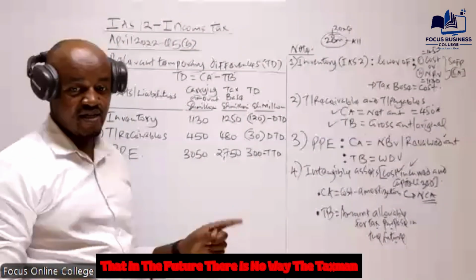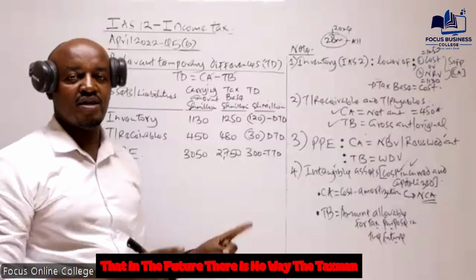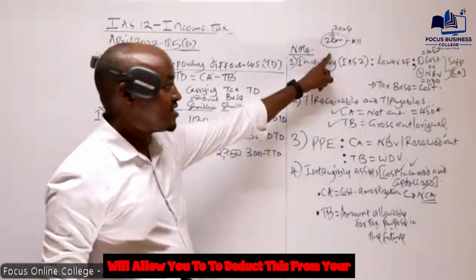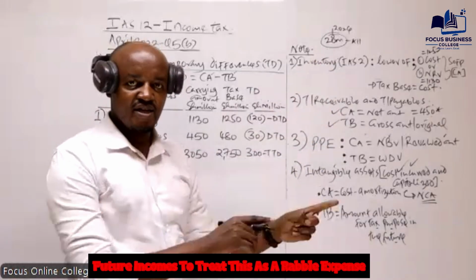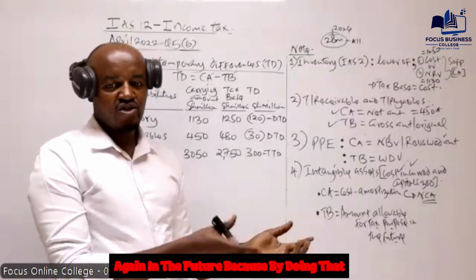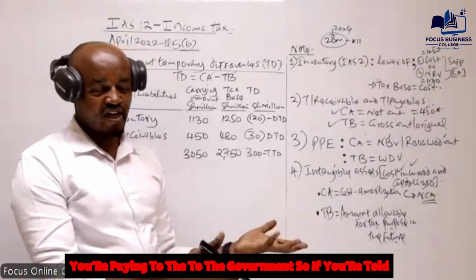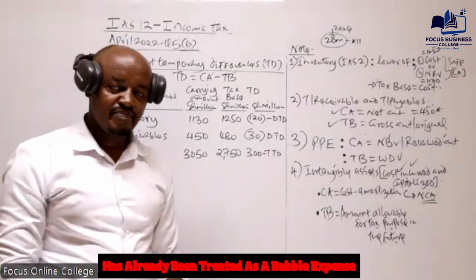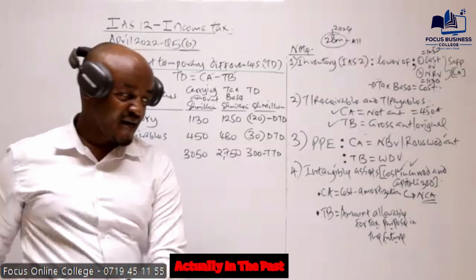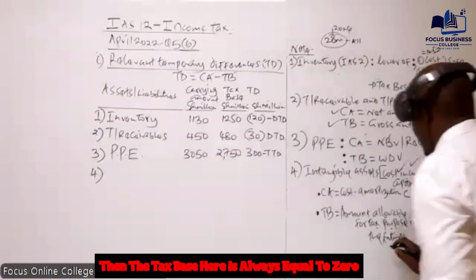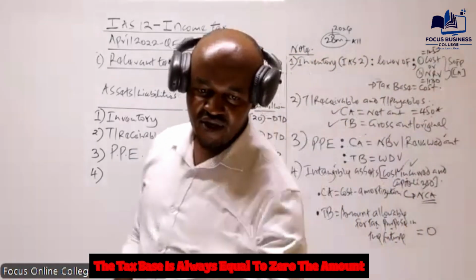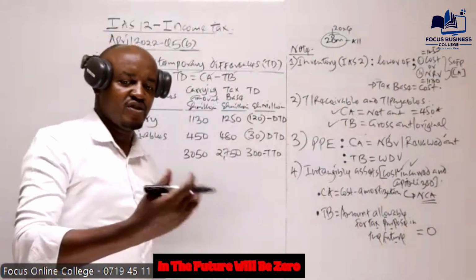Now, it is obvious that in the future, there is no way the taxman, the Kenya Revenue Authority, will allow you to deduct this from your future incomes, to treat this as an allowable expense again, because by doing that, you'll be reducing the taxes you're paying to the government. So if you're told the amount has already been treated as an allowable expense during the current year or in the past, then the tax base here is always equal to 0. The amount which will be allowable for tax purposes in the future will be 0.